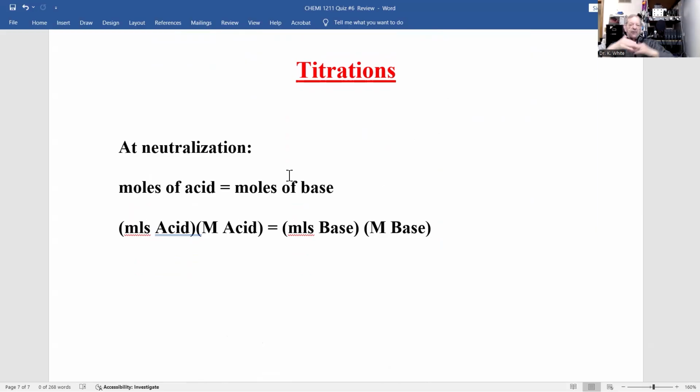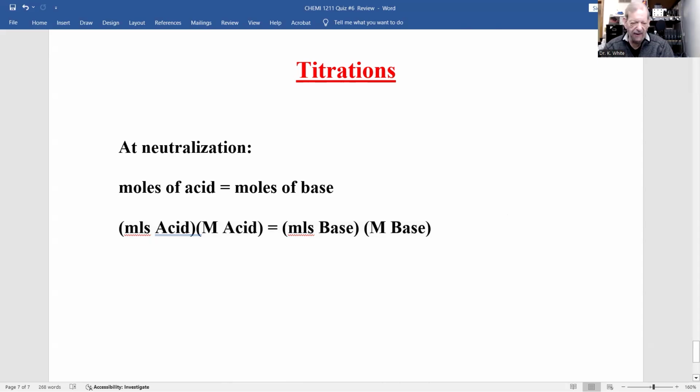At neutralization, when the pH is 7 and you use a pH indicator like phenolphthalein, when it changes color, that tells you you've reached a boundary of 7. At that point, for monoacidic bases and acids, moles of acid equal moles of base. And you can use this simplified formula that I created: milliliters of acid times molarity of acid equals milliliters of base times molarity of base.